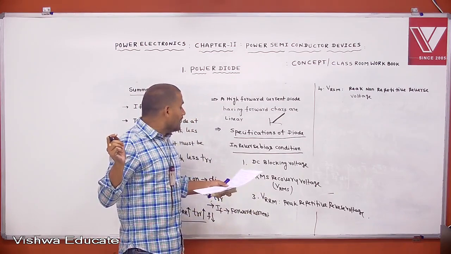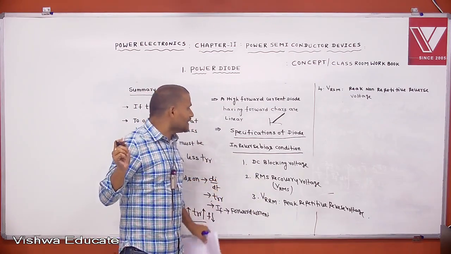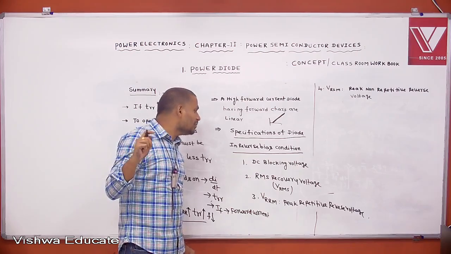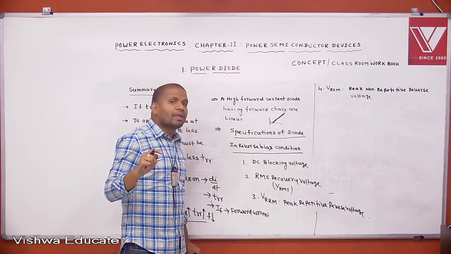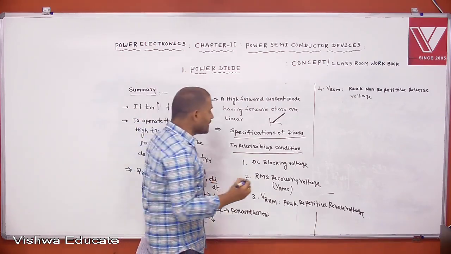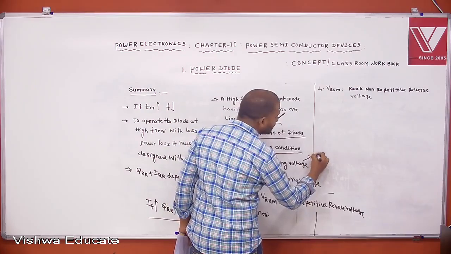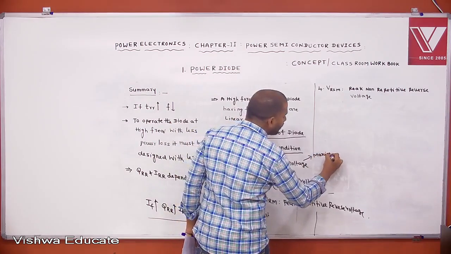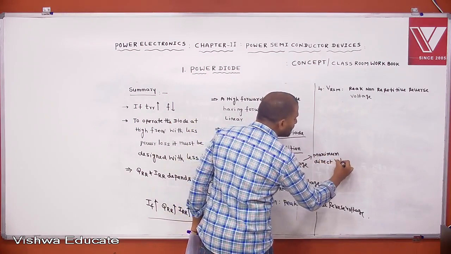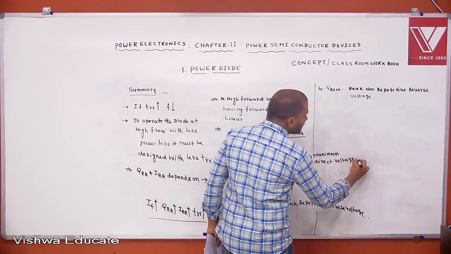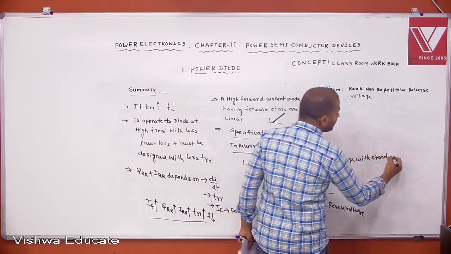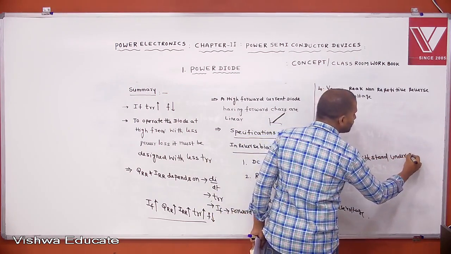Mainly, the DC blocking voltage is the maximum voltage withstood by the diode under reverse bias condition. That is the maximum direct voltage withstood under reverse bias condition.